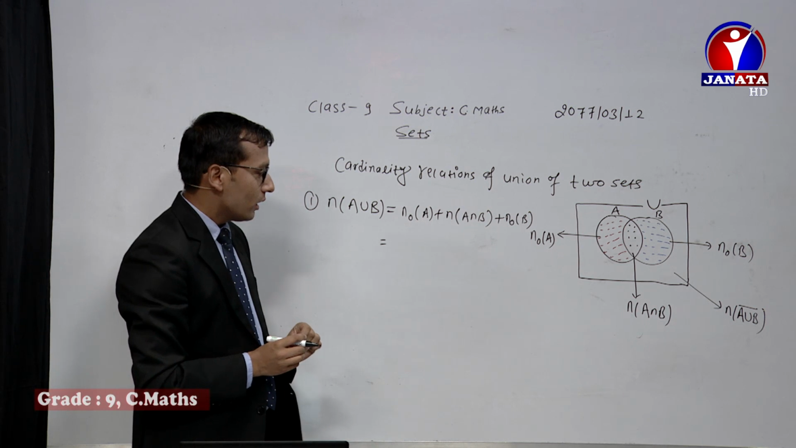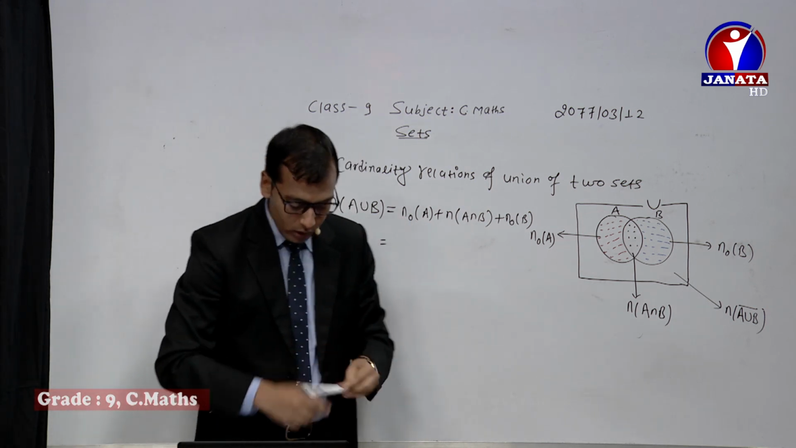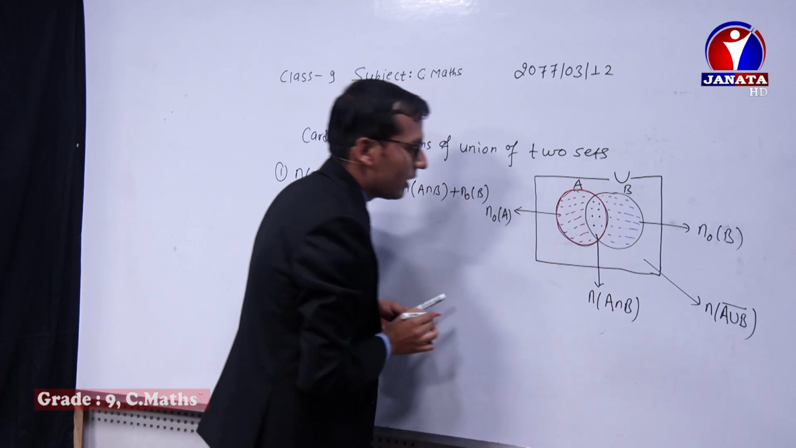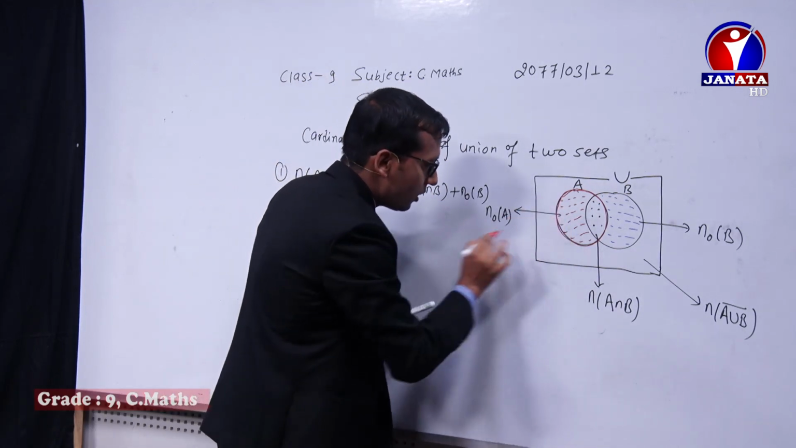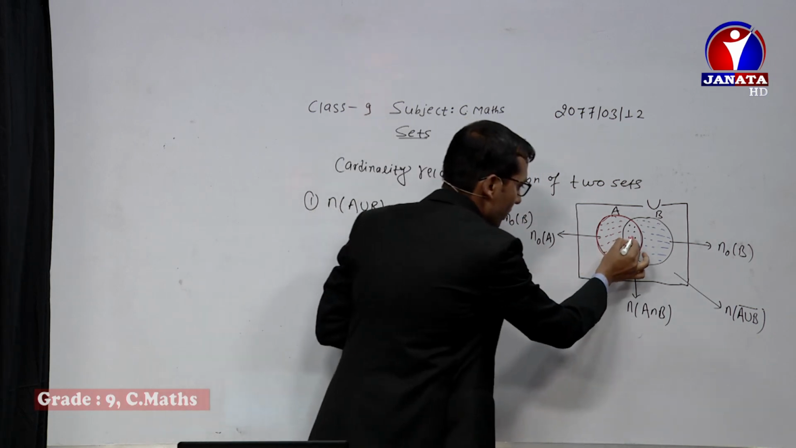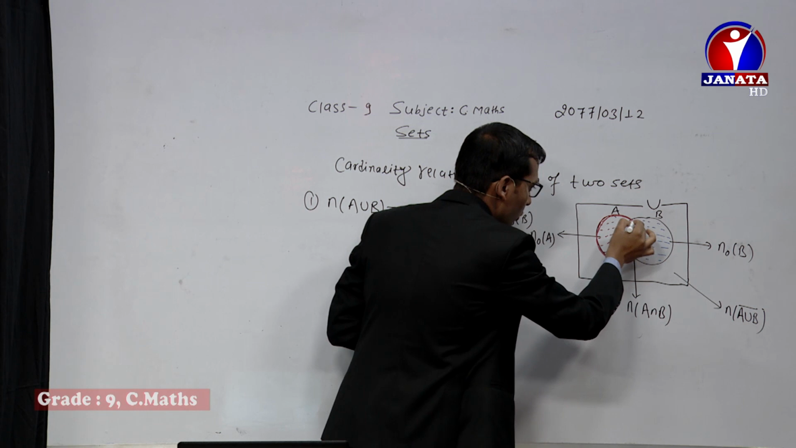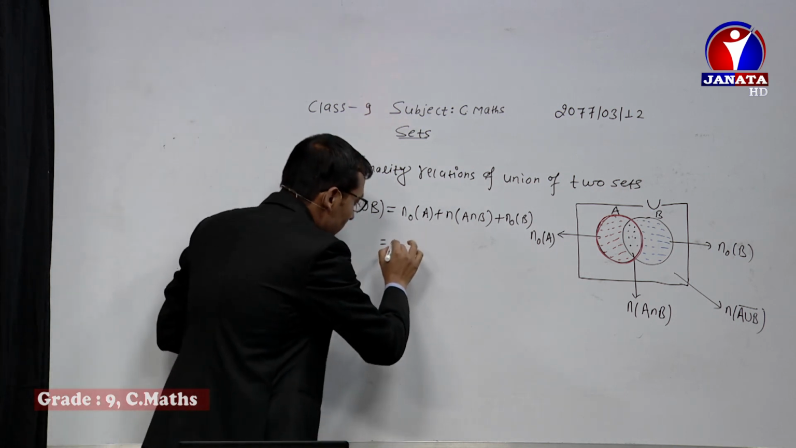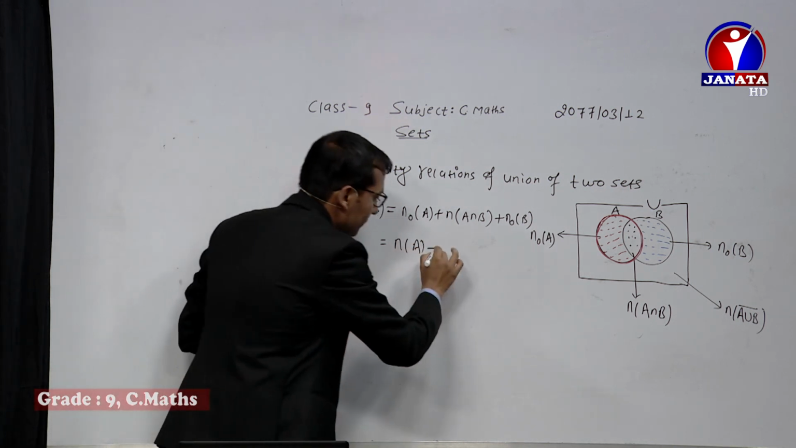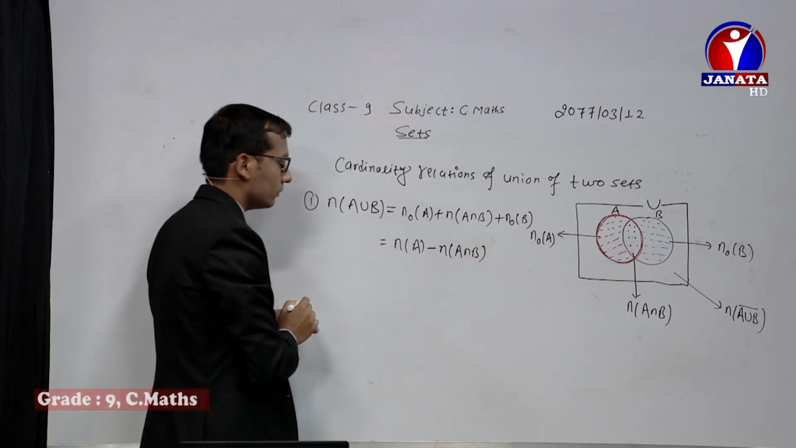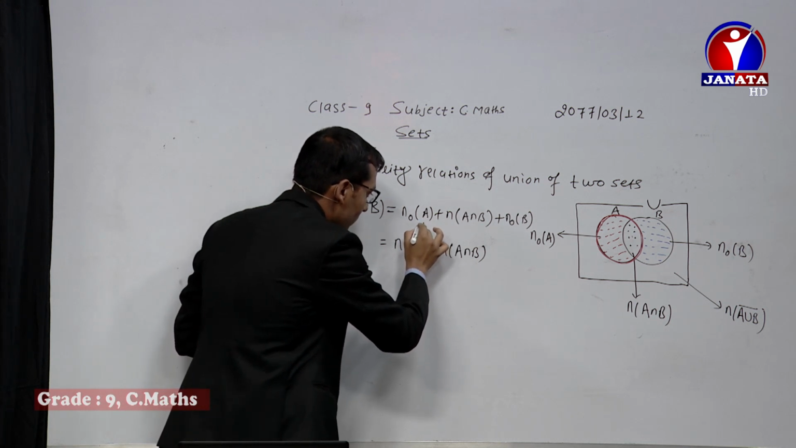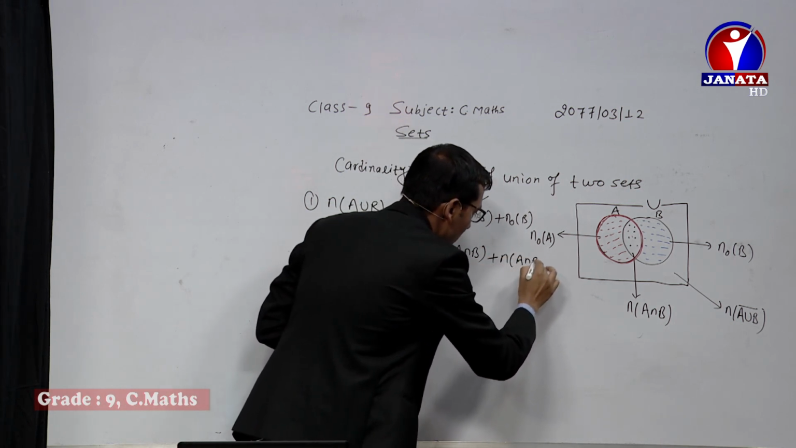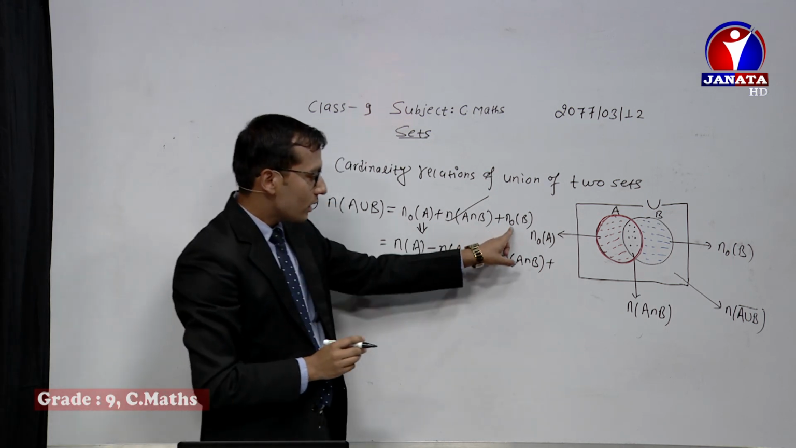What is n only A? Look at set A. For n only A, if we deduct the intersection from n of A, obviously we will obtain A difference B, or n only A. So what is n only A? n of A minus n of A intersection B. This is n only A, plus n of A intersection B as it is, plus, now similarly, what is n only B?